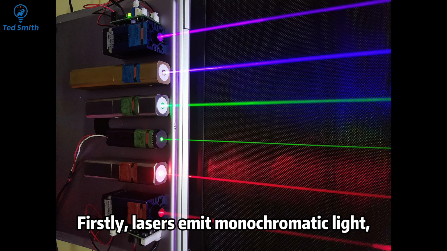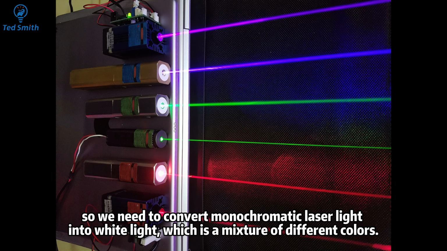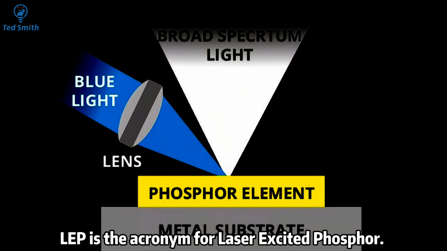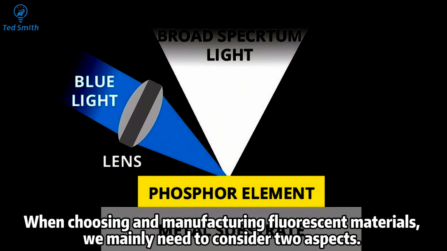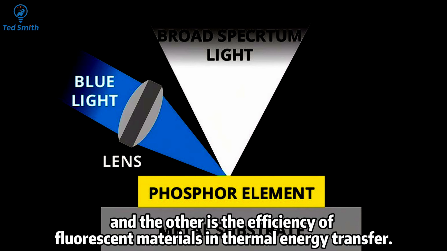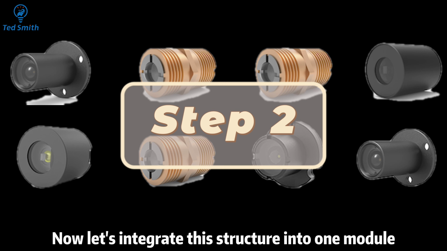Firstly, lasers emit monochromatic light. So we need to convert monochromatic laser light into white light, which is a mixture of different colors. Blue laser shines on yellow fluorescent crystals, which then emit high brightness white light. LEP is the acronym for laser excited phosphor. When choosing and manufacturing fluorescent materials, we mainly need to consider two aspects. One is the efficiency of fluorescent materials in capturing photons, and the other is the efficiency of fluorescent materials in thermal energy transfer. Now let's integrate this structure into one module.